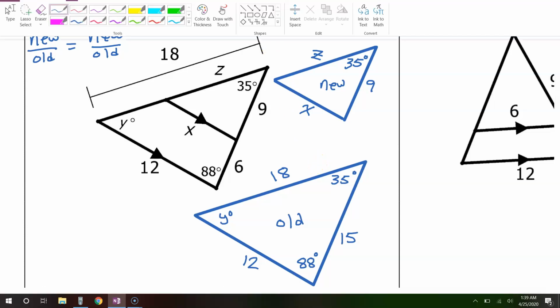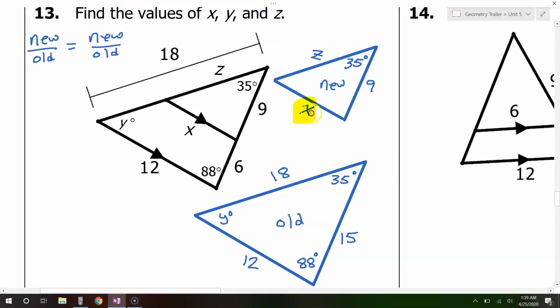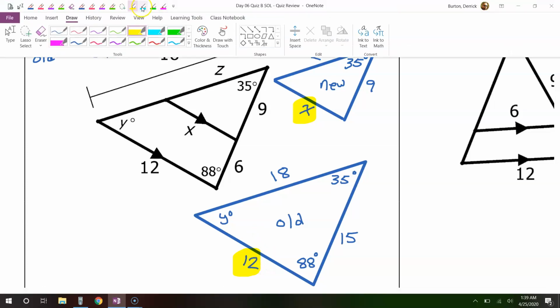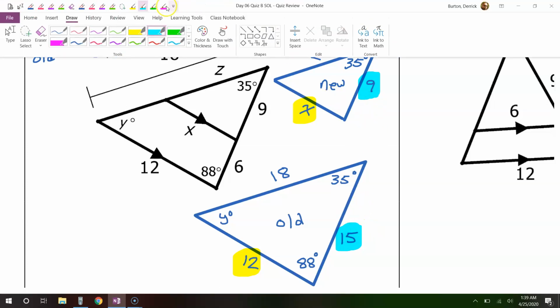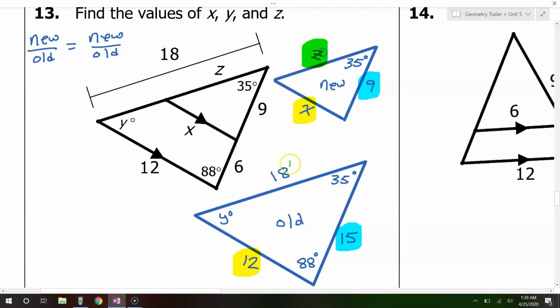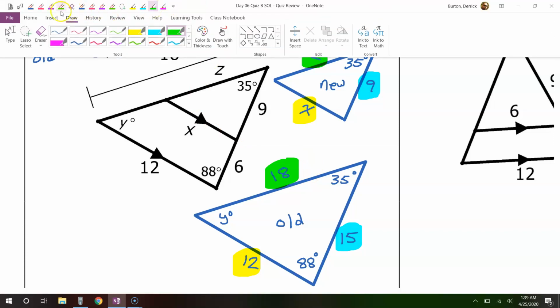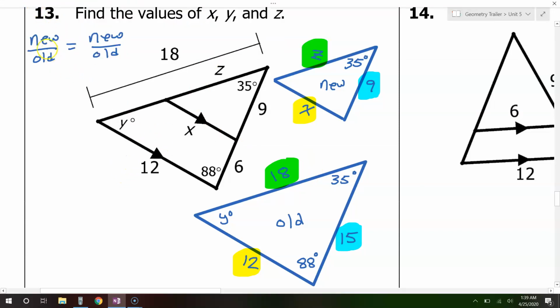Okay, so for example, if I want to find X, let's go after X first. So obviously X and 12 are corresponding sides. In fact, let's just match up all of the corresponding sides. X and 12 are corresponding sides. I see the 9 and the 15 are corresponding sides. And that leaves the Z and the 18. Those are corresponding sides. So let's start with the yellows. And we're going to go new over old. So that'll be X over 12.